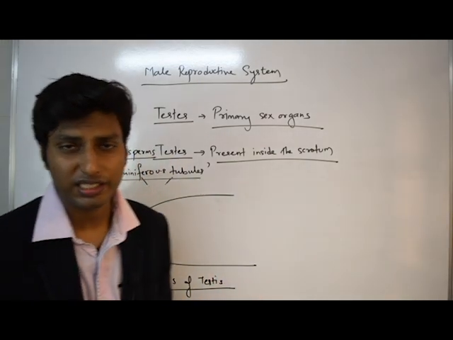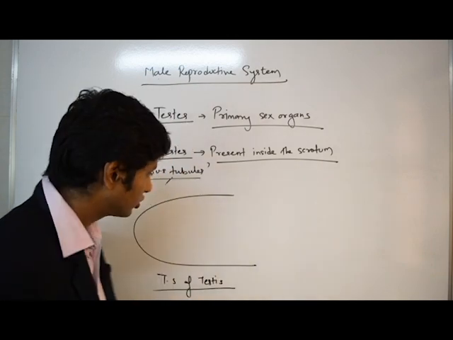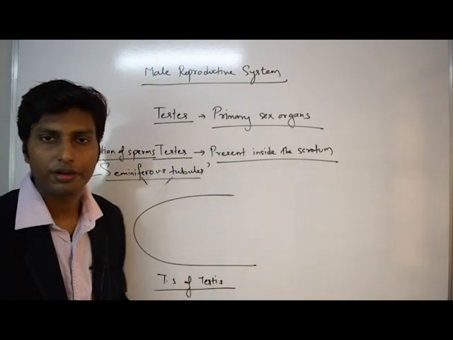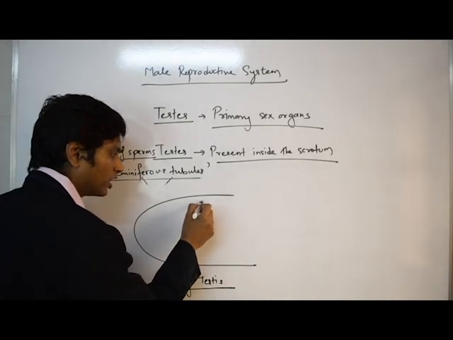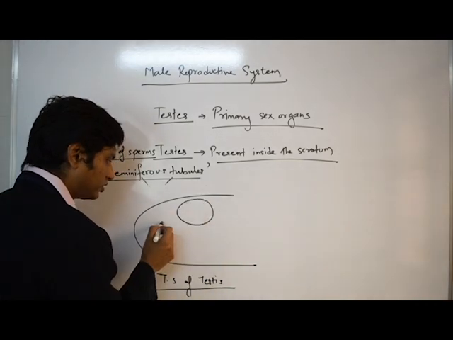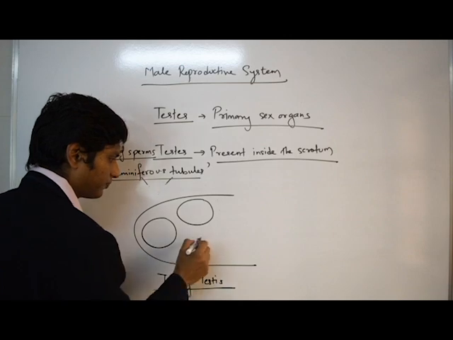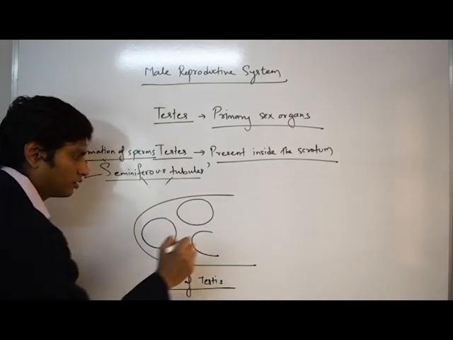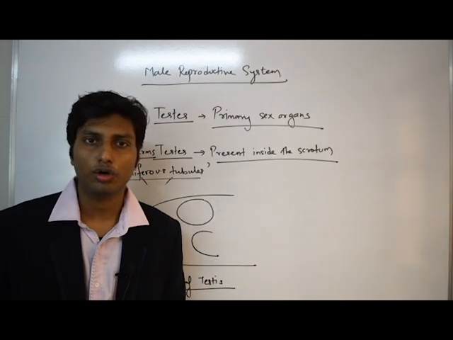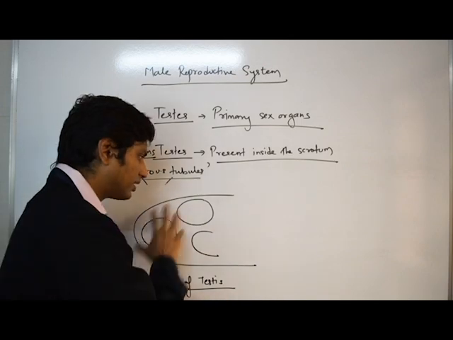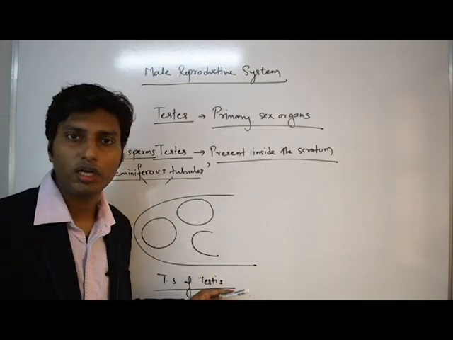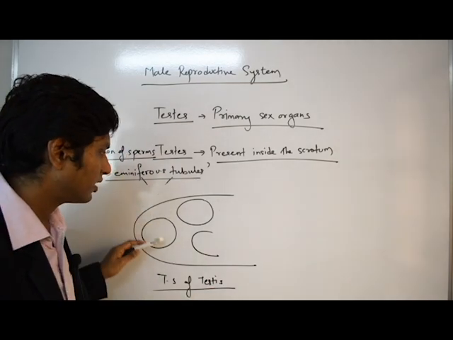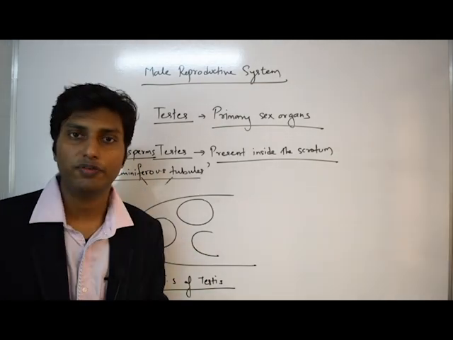as we said, inside the testes there are many small compartments. So I have drawn one such compartment, and inside it there are many seminiferous tubules. I am drawing the seminiferous tubules as these lobes, because here we are talking about the transverse section. In this one particular compartment there are 2 to 3 seminiferous tubules.